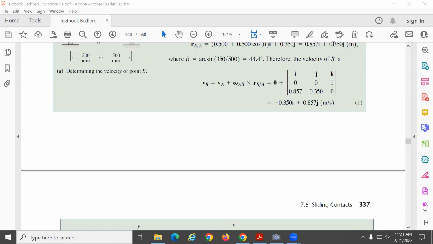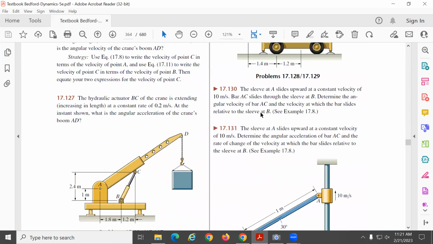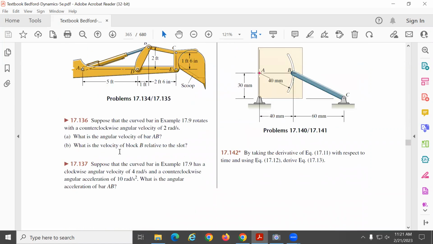So put down 137. Okay. So suppose that the curved bar in example 1979 has a clockwise angular velocity. So the curved bar, let's call that one omega BC. Is that fine? And if they say clockwise, isn't the curve AB? No, the one that is curved is BC, no? AB is straight.